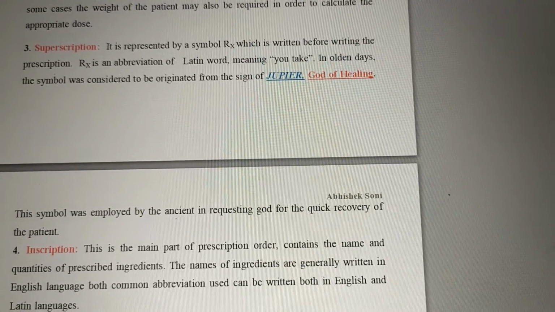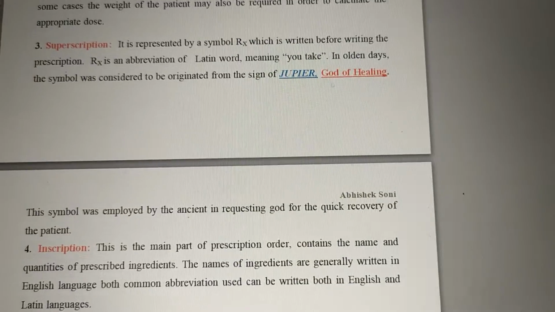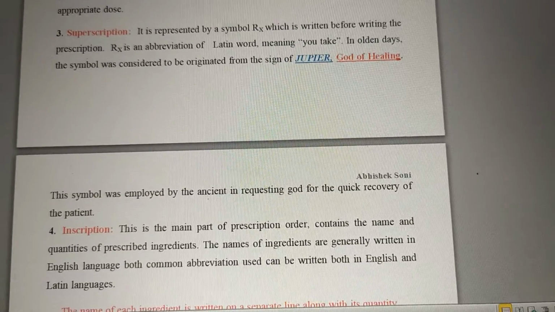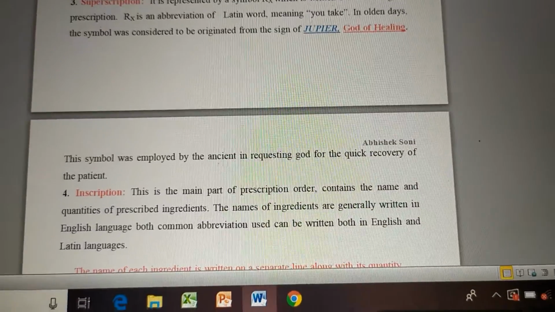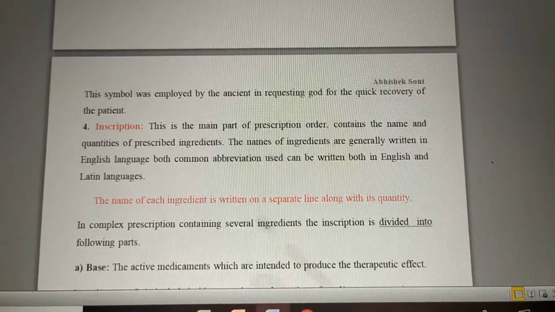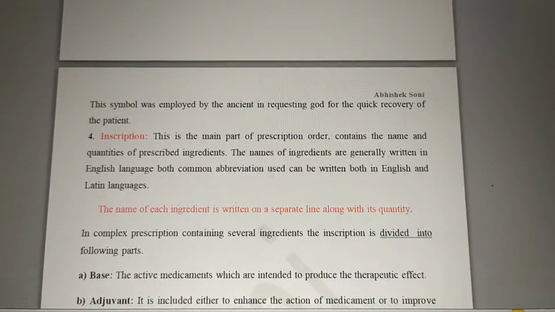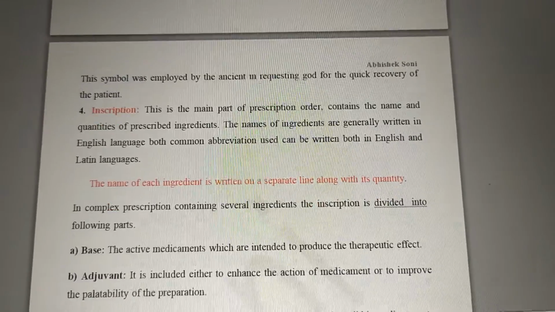In olden days, the symbol was considered to be originated from the sign of Jupiter, god of healing. This symbol was employed by the ancients in requesting God for the quick recovery of the patient.